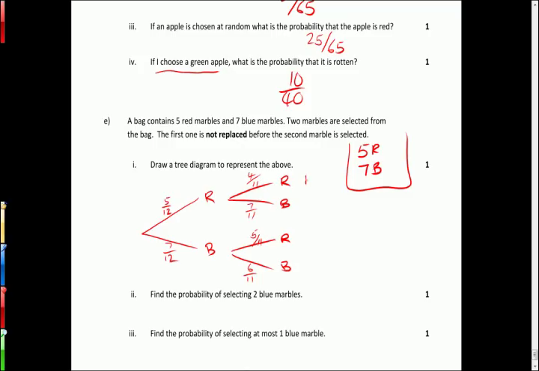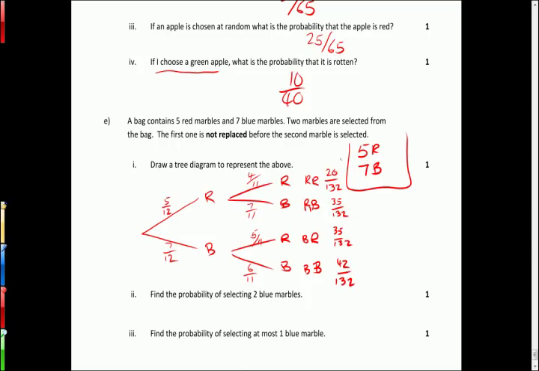While I'm at it, I'm just going to fill in red, red, red, blue, blue, red, and blue, blue. And even though it didn't ask me to, this isn't part of the answer, I just want to write the outcome of multiplying these arms, just to help me answer the questions. 5 twelfths times 4 elevenths, well, it's 5 by 4 on the top, and 11 by 12 is 132. 5 by 7 on top is 35 on 132. 7 by 5 is 35 on 132. And 7 by 6 is 42 on 132.